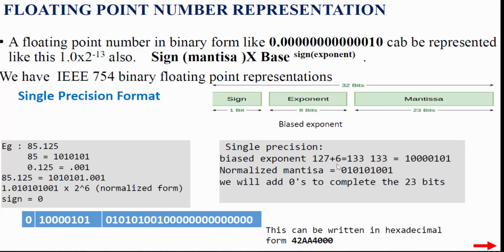With that positive 6, in the single precision format, the bias is 127. So while adding this bias value 127 with the actual exponent positive 6, we get a biased exponent as 133. Its binary is thus.